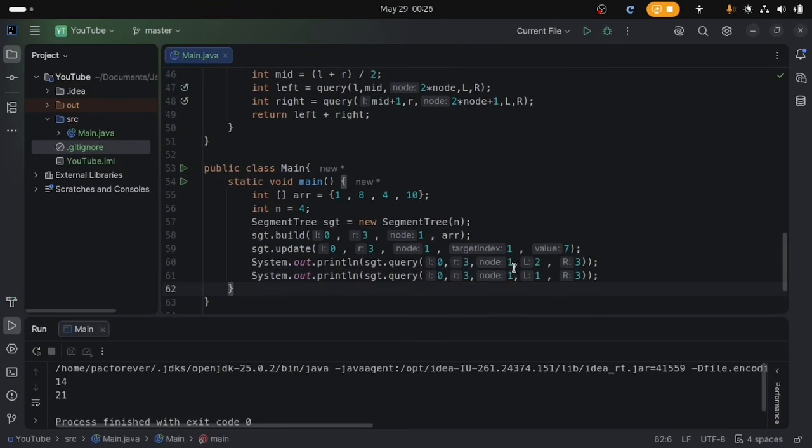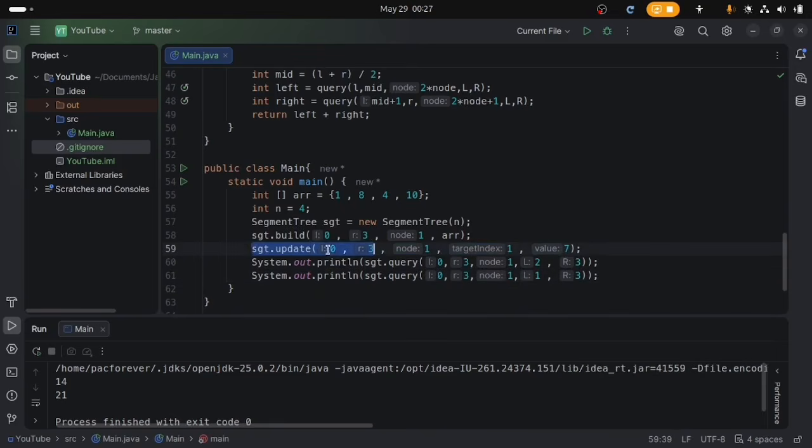So 14 and 21 for 2 comma 3: 14, 10 plus 4 is 14. And for 1 comma 3, 14 plus 8 is nothing but 22, plus 1 is 23. But it is printing 21, why is it printing 21? Everything seems correct. What's wrong?